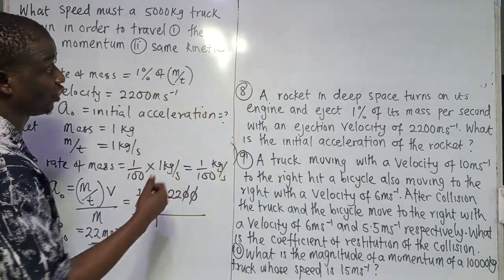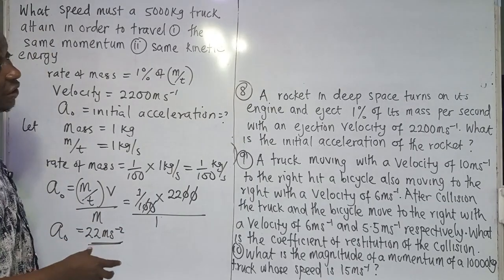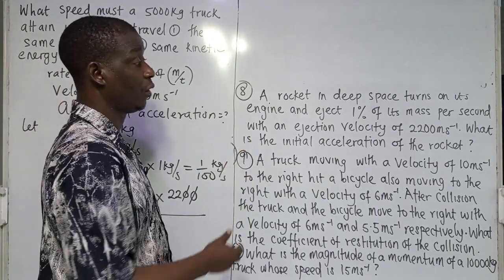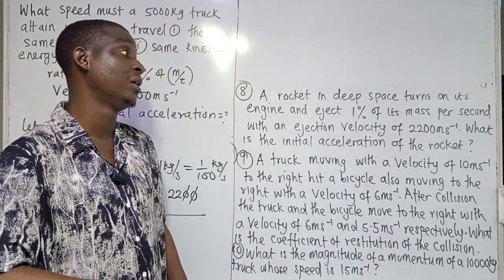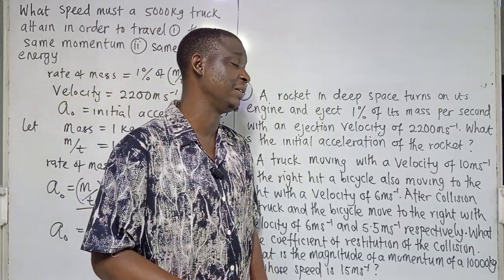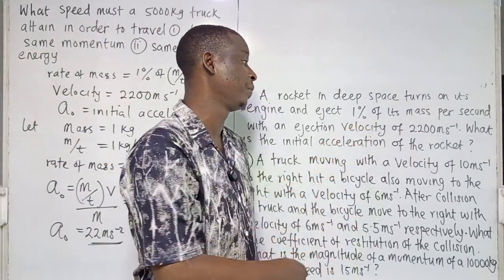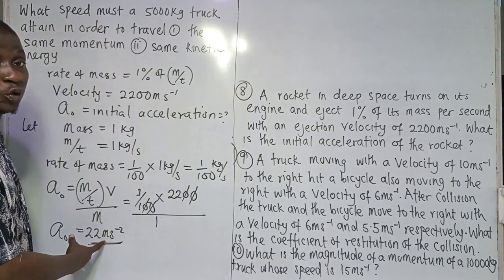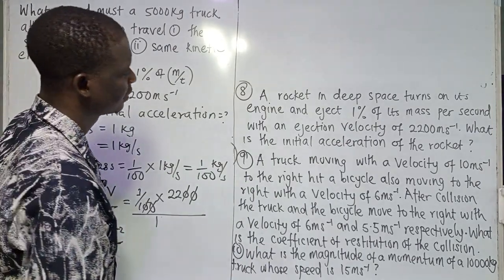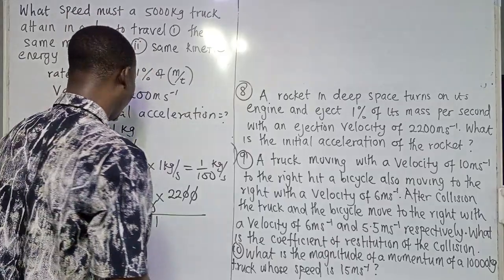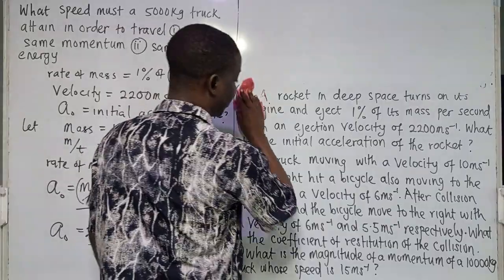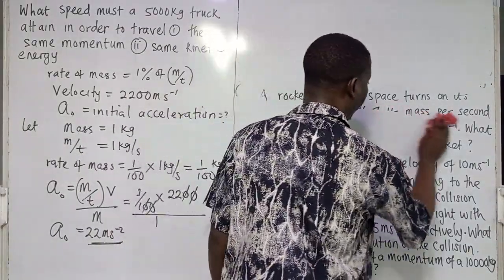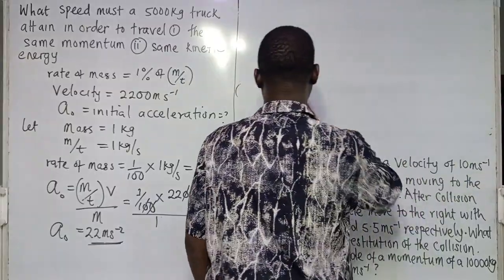So we have solved question 8 now. So the initial acceleration of that question 8, of the rocket in deep space that turns its engine and ejects 1% of its mass per unit time with an ejection velocity, has an acceleration of 22 meters per second squared. Number 9. Let's look at number 9. Number 9 will take us a very short time, but it is a technical kind of question. Let's look at it together.